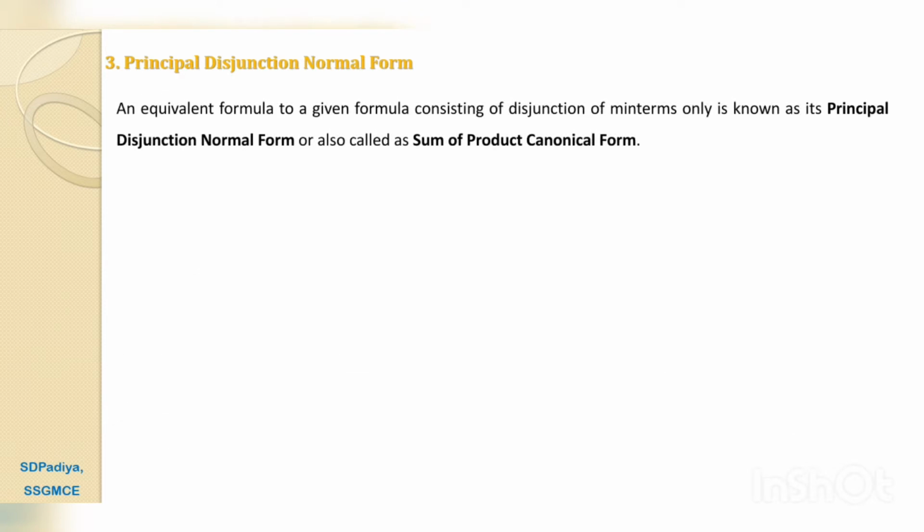Let's see the theoretical definition. An equivalent formula to a given formula consisting of disjunction of min terms only is known as its principal disjunction normal form, also called the sum of product canonical form. If we focus on these words, disjunction of min terms is known as the principal disjunction normal form or the sum of product canonical form. If we compare this disjunction of min terms with the sum of product, then it is clear that disjunction means sum, therefore min terms means product.